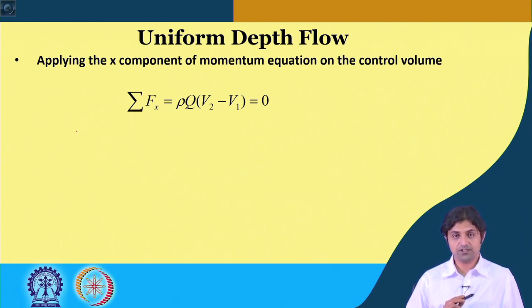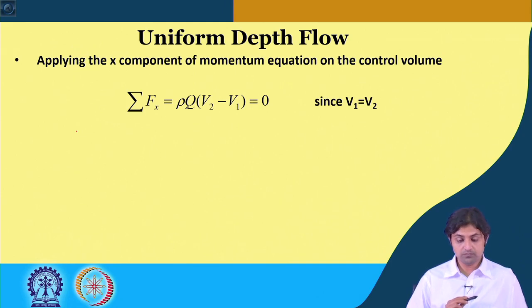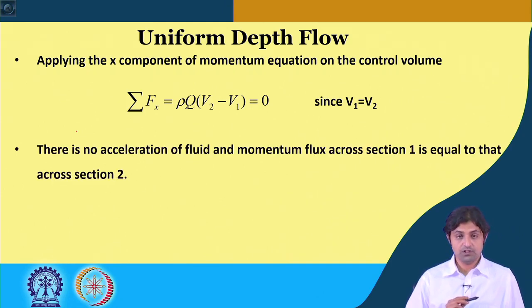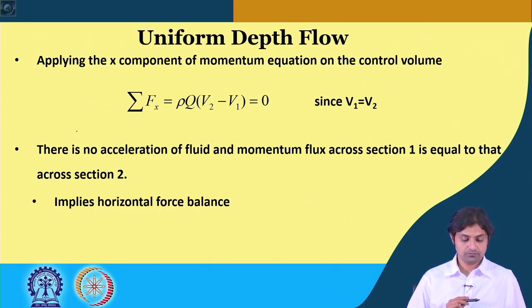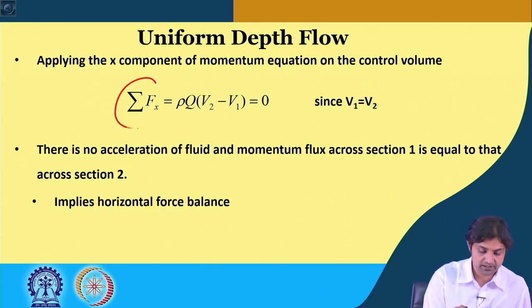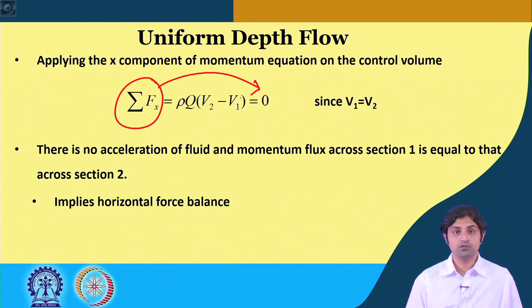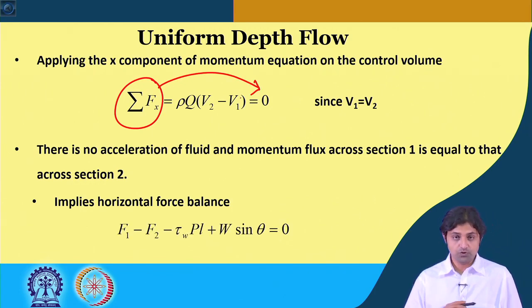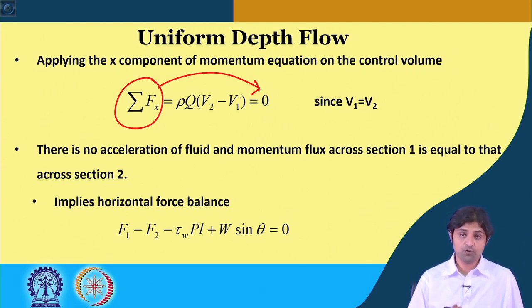because V1 is equal to V2 in uniform flow, since we have taken the same y1 equal to y2. So, the sum of the forces is going to be 0. There is no acceleration of the fluid, and the momentum flux across section 1 is equal to that across section 2, which implies a horizontal force balance given by sigma Fx equal to 0. So, simply writing F1 minus F2: F1 is the hydrostatic force from section 1, and F2 is the force from the other side, section 2, because the force acts normal, so it will be in the opposite direction at F2.